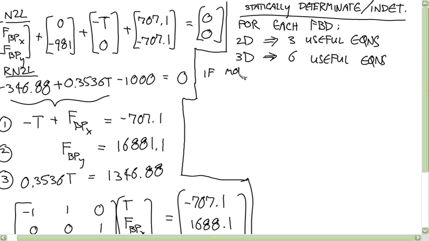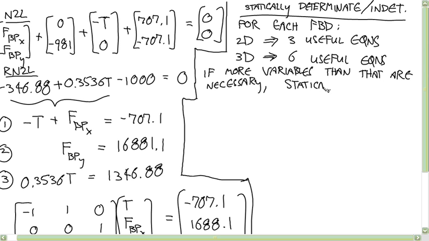So if more variables than that are necessary, then your body is statically indeterminate. You just can't solve for it. Don't allocate yourself more time to fiddle with the algebra. You can't solve it. So that's called statically indeterminate.